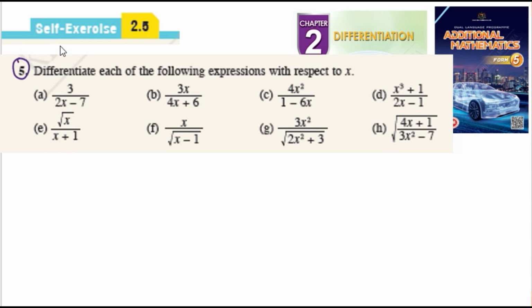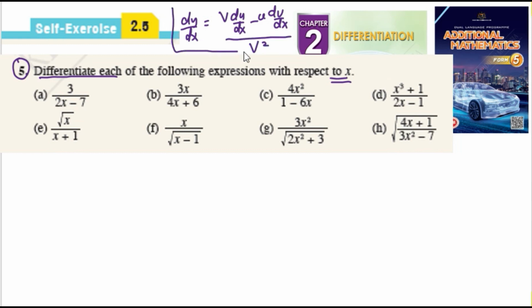So number 5, differentiate each of the following expressions with respect to x. So we see here this is division. Whenever we see division, we can use the formula dy over dx is equal to v du over dx minus u dv over dx, over v square.